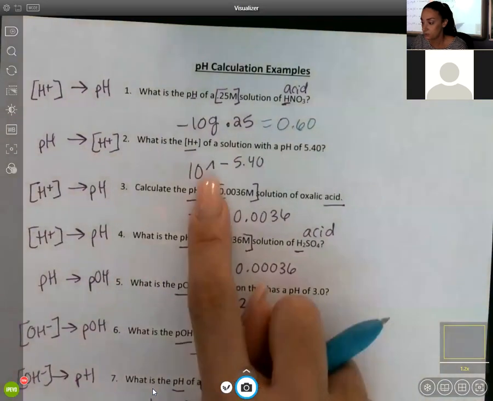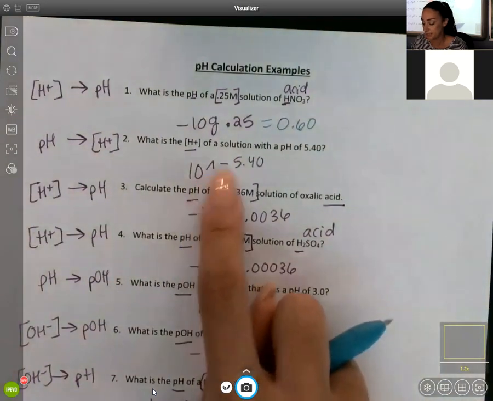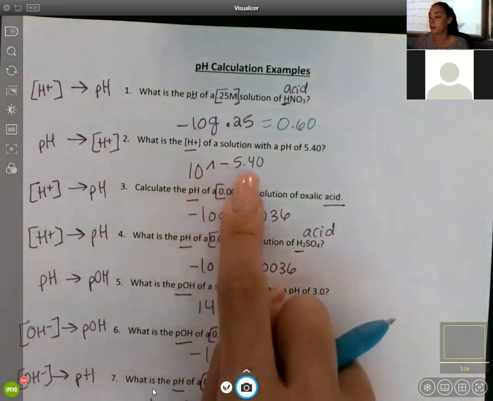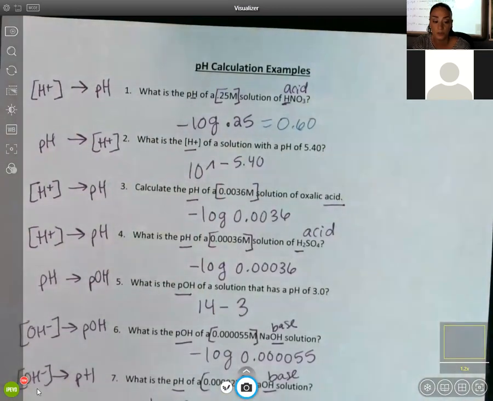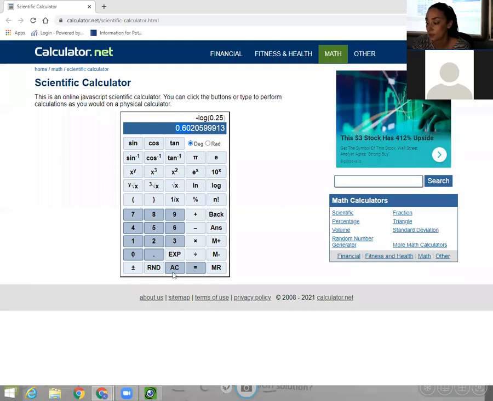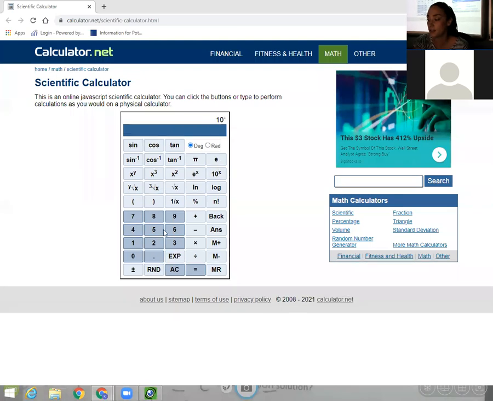On number 2, we're going to take 10 raised to the power of the negative 5.4. If you're using the online calculator, there's a button that says 10 raised to the power of x. So you can just click on that and then type in negative 5.40. Now it gives you your answer not in scientific notation. Your assignment is multiple choice, and the multiple choice answers will be in scientific notation.